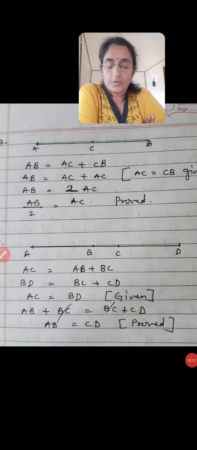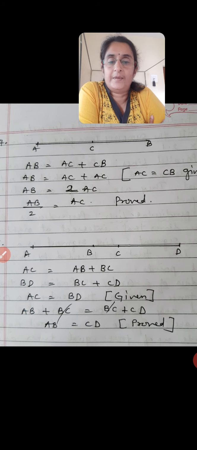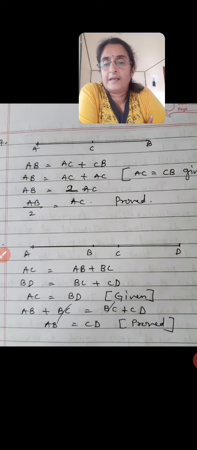Let us go to question number 6. Here in the figure 2.10, if AC is equal to BD, then prove that AB is equal to CD. Now there is a line segment AD and B and C are 2 points on the line. It is given that AC is made up of 2 line segments, that is AB plus BC. Now BD is made up of 2 line segments, that is BC and CD.